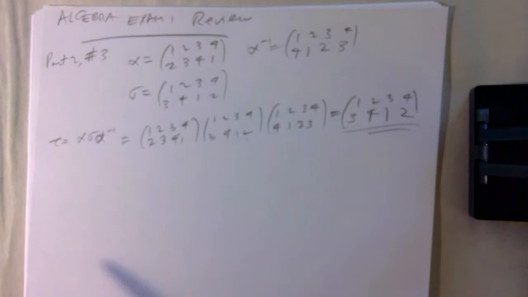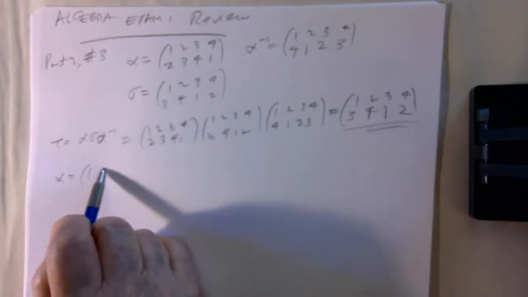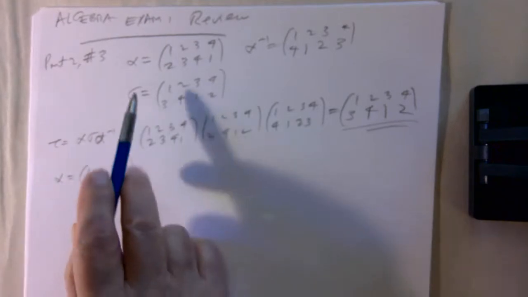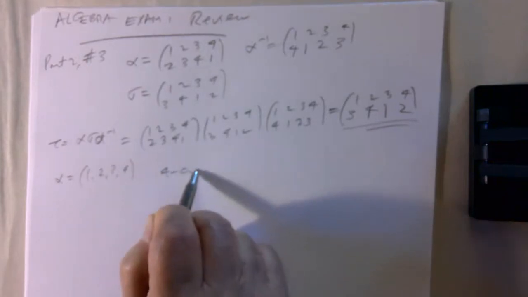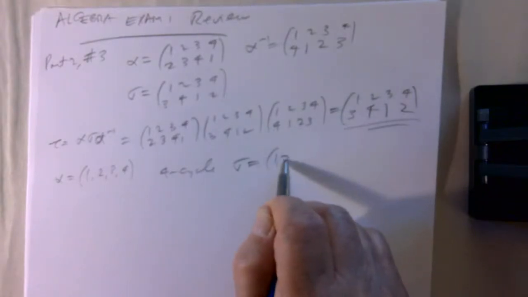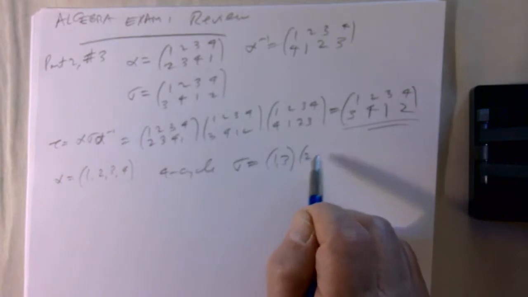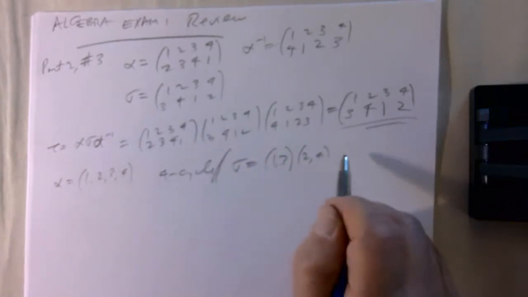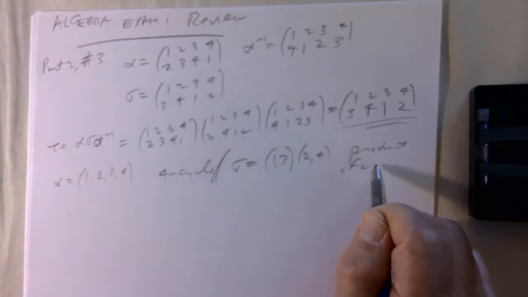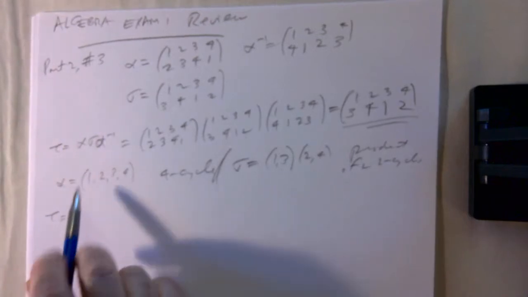Now, if you wanted to write these as products of cycles, alpha as a cycle, 1 goes to 2, 2 goes to 3, 3 goes to 4, 4 goes back to 1. So alpha is a 4 cycle. And sigma, 1 goes to 3, 3 goes back to 1. That's a transposition. Then 2 goes to 4, and 4 goes back to 2. So this is a product of two cycles or transpositions.